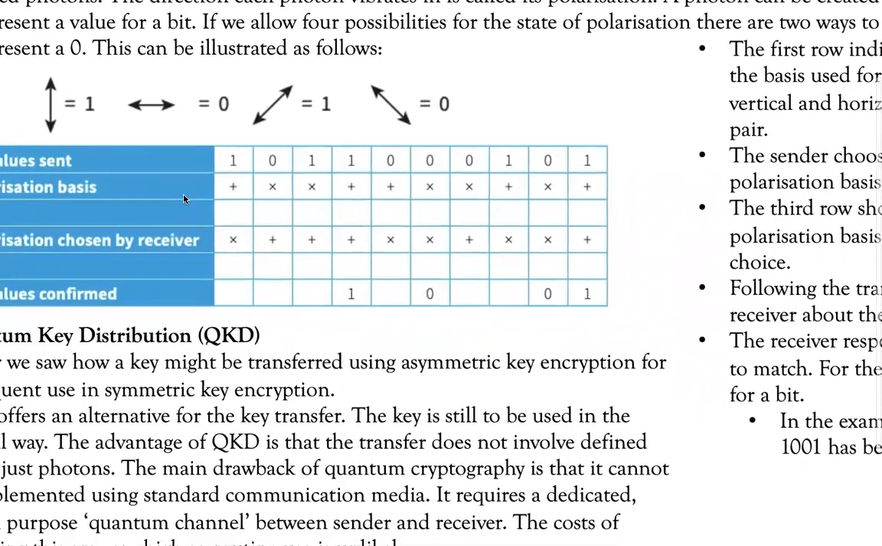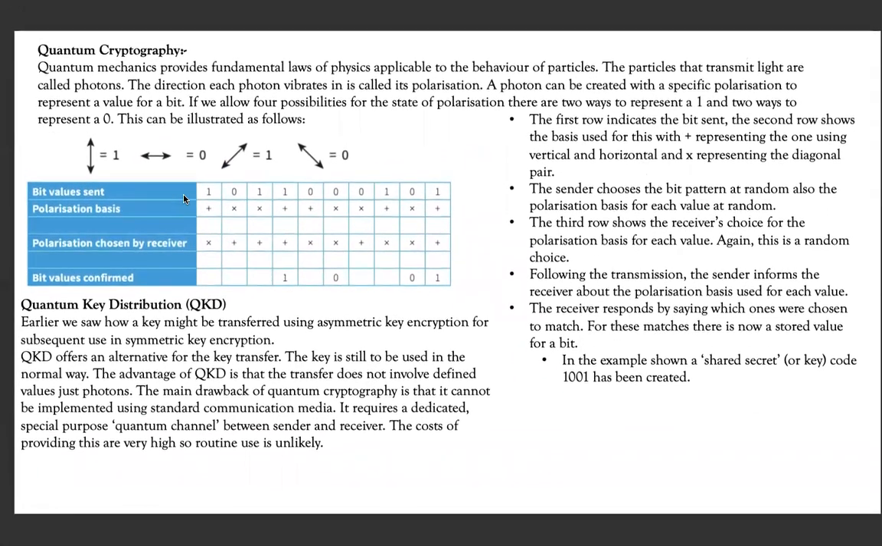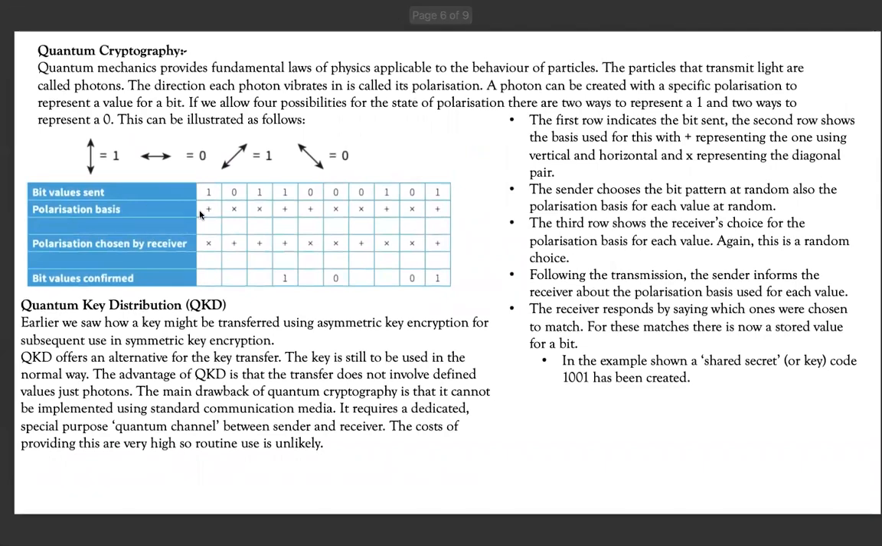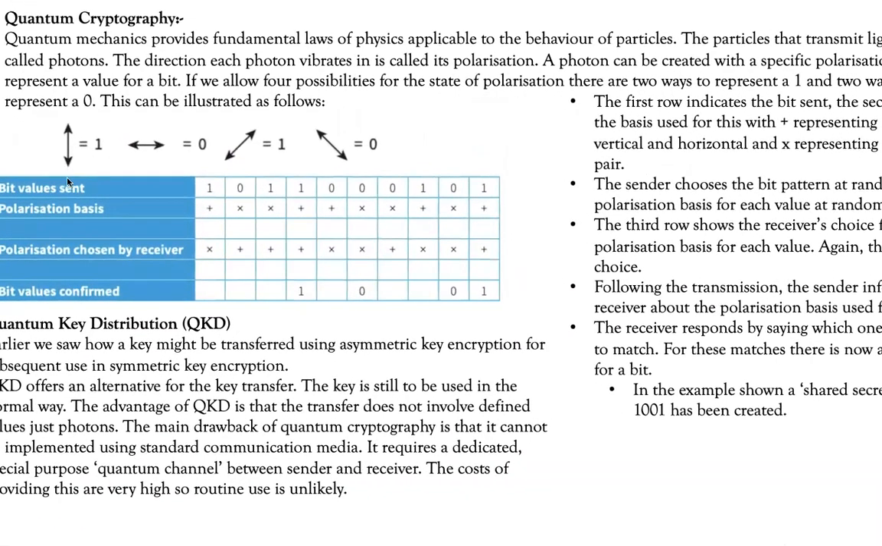This plus shape is known as the rectilinear filter. It's written here as well, the rectilinear filter. So this plus sign is the rectilinear filter. This filter can represent either 1 or 0. If it's the vertical one, it's 1. If it's horizontal, it's 0. These two representations are part of the rectilinear filter.